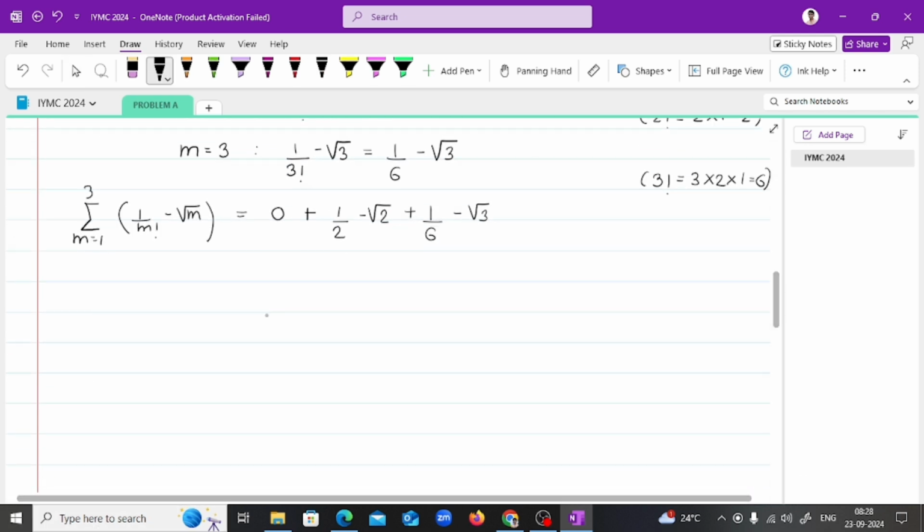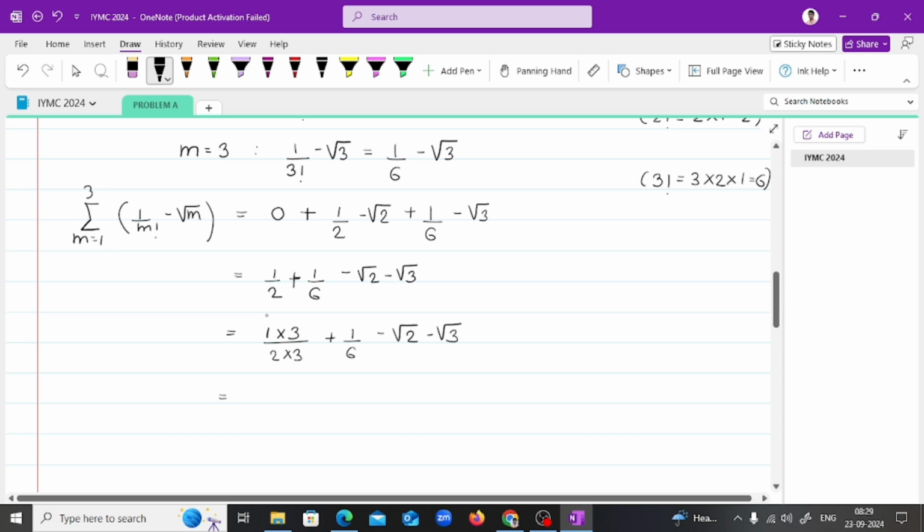In the next step we will just neglect the 0 because 0 has no effect on the summation. We will collect the terms like this: 1 upon 2 plus 1 upon 6 minus root 2 minus root 3. But we know that if we have two rational numbers of the form p by q, we can add them together by making their denominators the same. So the addition will be like this: 1 into 3 upon 2 into 3 plus 1 upon 6 minus square root of 2 minus square root of 3.